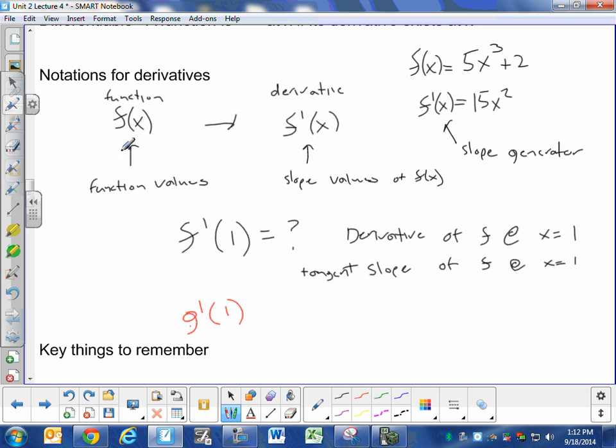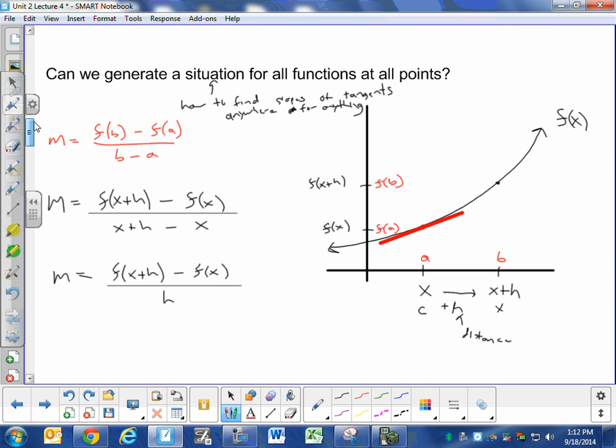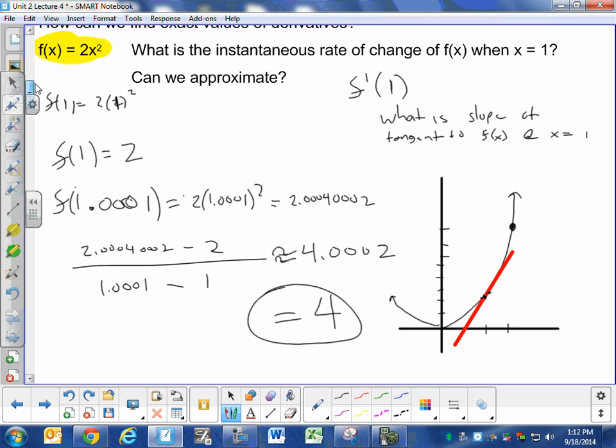I plug in x values into my function. I get function values out. I plug in x values into my derivative. I get slopes. And we're going to do that for this guy: we're going to find the f prime function, and then we will plug in the value 1 to make sure that my derivative is actually 4, to make sure the slope at this value 1 is actually 4.